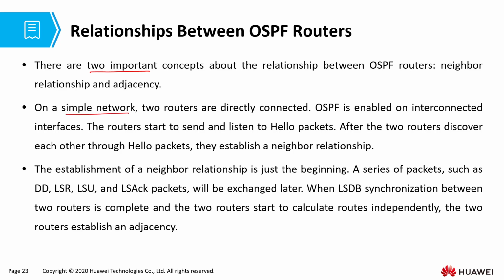So let's imagine a simple network with two routers that are directly connected as such. If we have router one and router two, and we have enabled OSPF at this interface and at this interface also, the routers, as we've mentioned, will start to send and to listen to hello packets. So this one sends its hello packet out there, and this interface also sends its hello packet in this direction. Now, once the two routers discover each other through the hello packets, what they have formed is what you call the neighbor relationship.